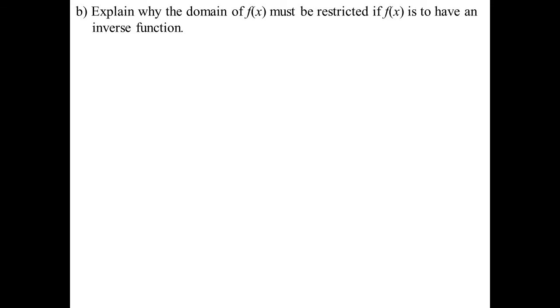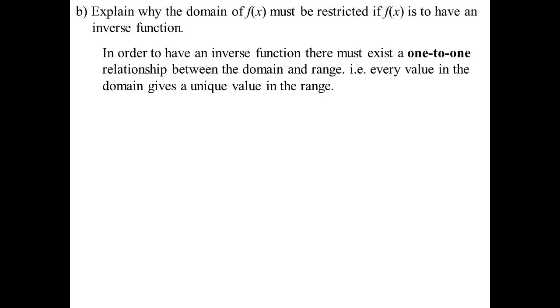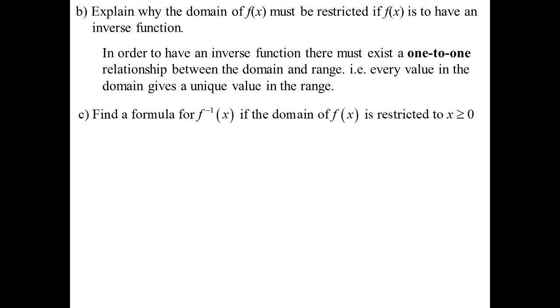Explain why the domain of f(x) must be restricted. That's to get a piece of the curve that's continually decreasing or continually increasing. The fancy way of saying it here is, in order to have the inverse, there must be a one-to-one relationship. Find a formula for the inverse. Okay, swap the x and the y's around.